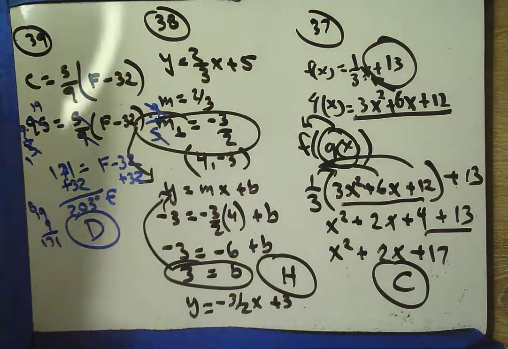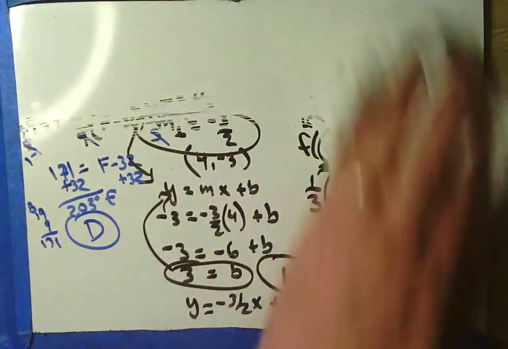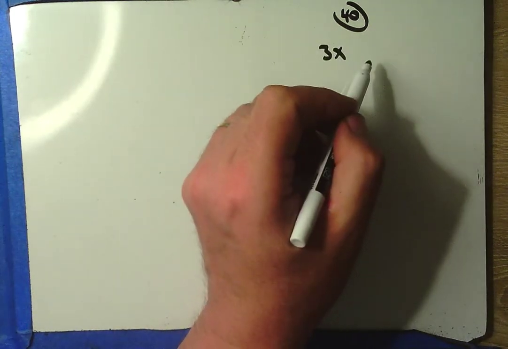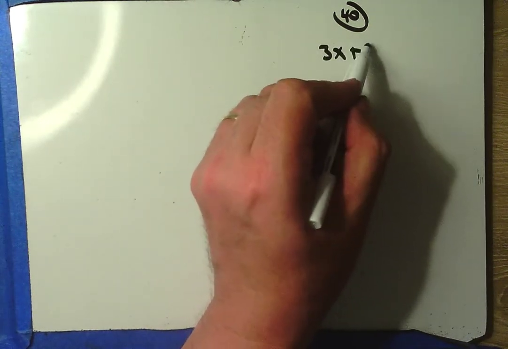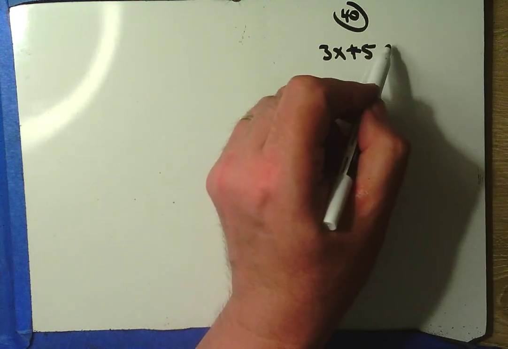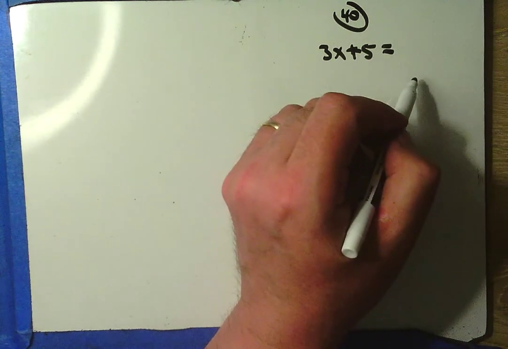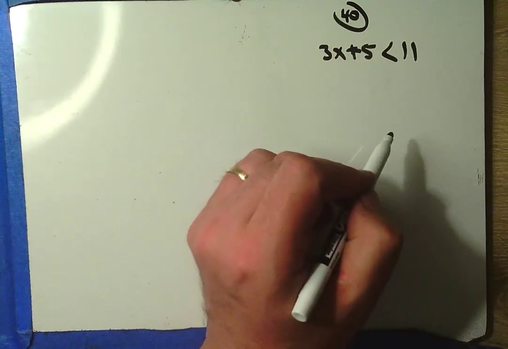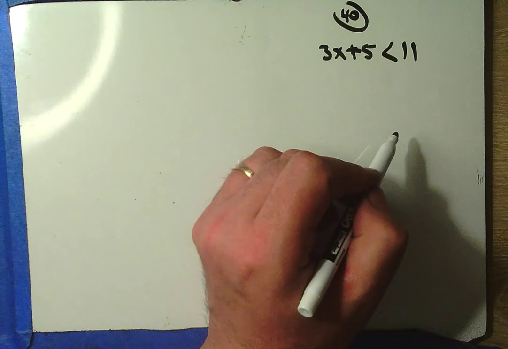We're 2/3 of the way through, because there are 60 total questions. 40 says, when 3 times x is increased by 5, the result is less than 11. Which of the following graphs represents this?